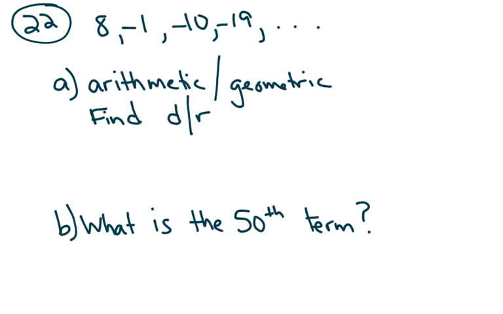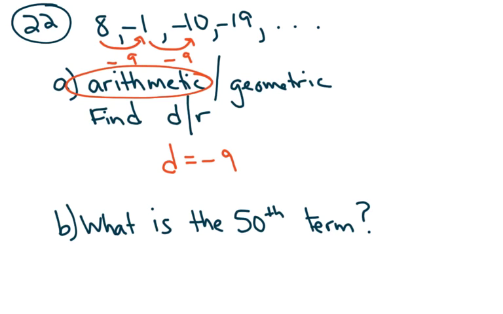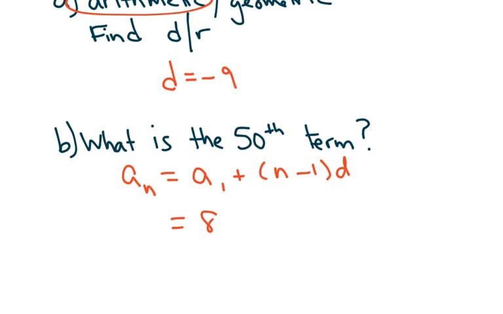I always check for arithmetic first. So this is minus 9. And hey, look, this is minus 9. So it must be arithmetic, and the common difference is negative 9. So now if you want to find the 50th term, you would pick the equation for the nth term of an arithmetic sequence. So the first term was 8 plus 50 minus 1 times negative 9. Shove it in my calculator, and I would get negative 433.